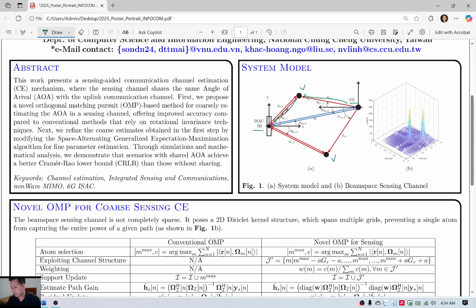In this paper, we assume that the communication part is the same as the sensing part. And in figure 1b here is the beam space sensing channel. And you can see that the beam space sensing channel is not completely sparse. It possesses a 2D direct current structure which spans multiple grids, preventing a single atom from capturing the entire power of a given path. And based on this structure, we will introduce a novel OMP algorithm for sensing channel estimation.